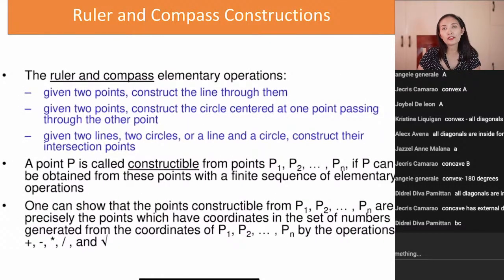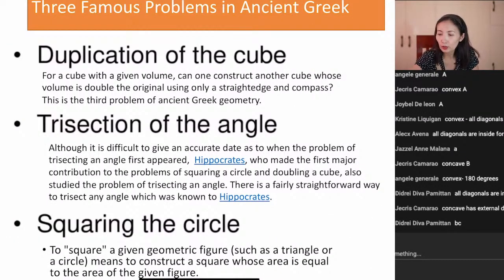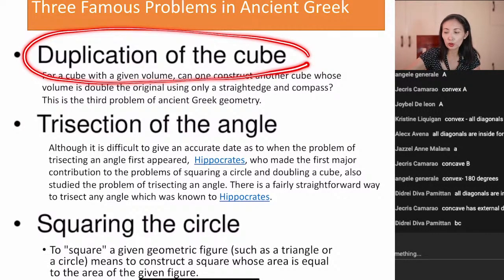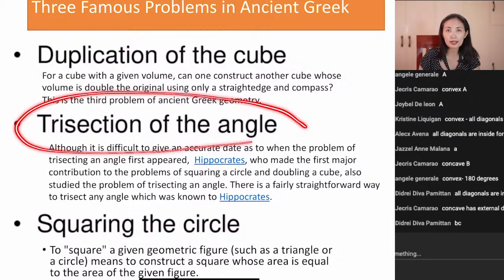Now, another feature of Greek geometry, ruler and compass constructions. There are 3 great problems in Greek geometry. The 3 famous problems are the problems of doubling the cube, okay, duplication of the cube. Look at their problems: duplicating the cube, trisecting an angle, and squaring a circle.